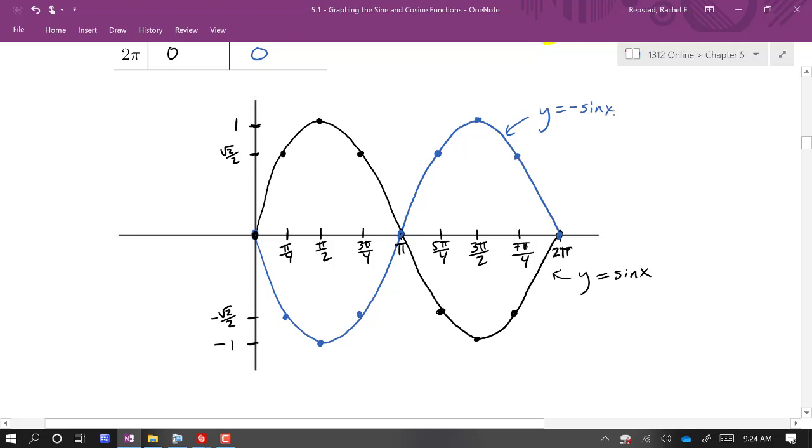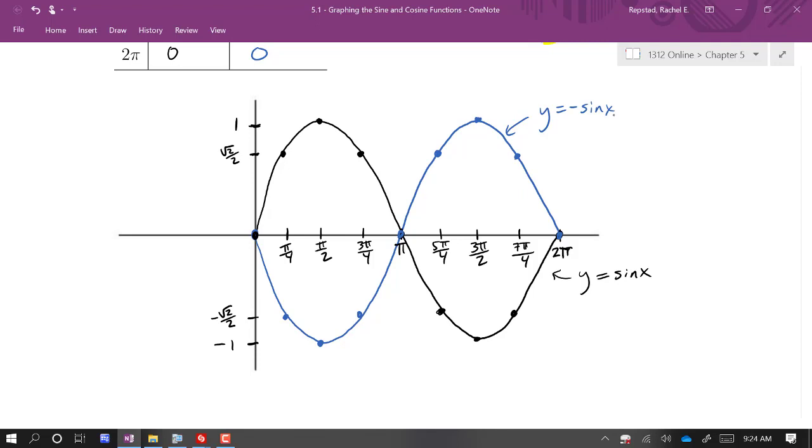We could make some observations, or at least one general observation is that the blue curve seems to be just the same shape as the black curve. The difference is that the blue curve is reflected across the x-axis, right? If the x-axis were a mirror and we held it up, it would flip everything over. And that's what we see happening in the blue curve.